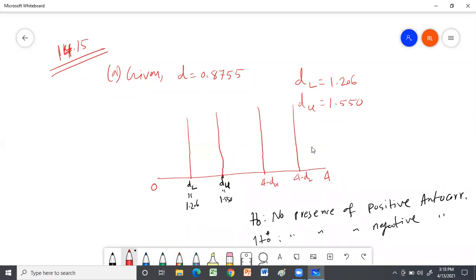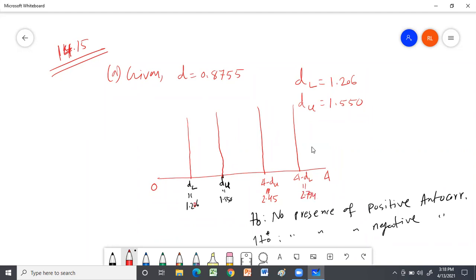This is the procedure to develop the graph showing the comparative position between your calculated d statistic and the tabulated d statistic. Okay. And here 4 minus dU is 4 minus 1.550. So what is the value you have here? Sir, 2.45. 2.45. And 4 minus dL, that means 4 minus 1.206. Sir, 2.794. 2.794.